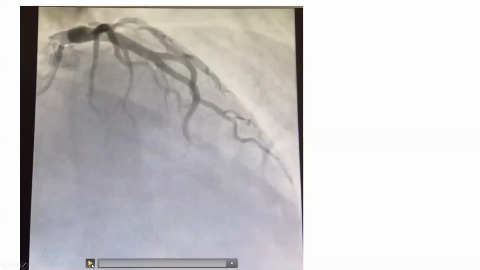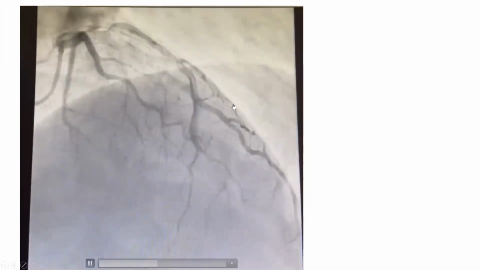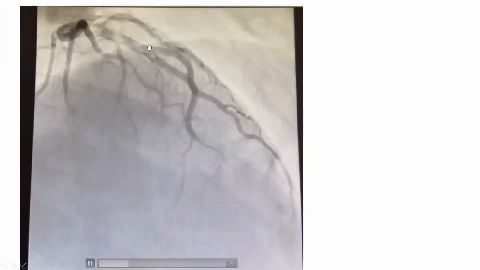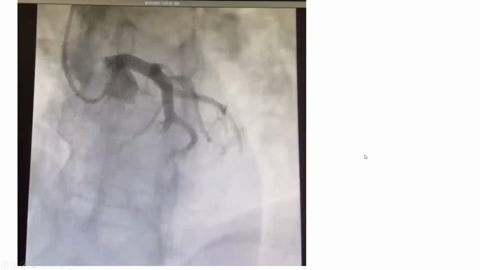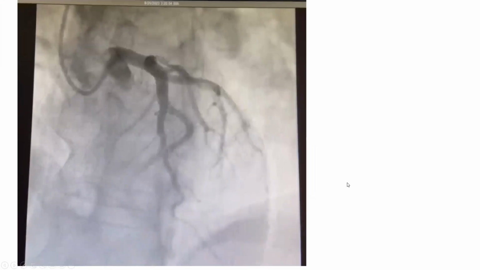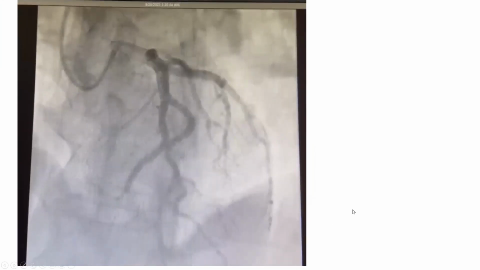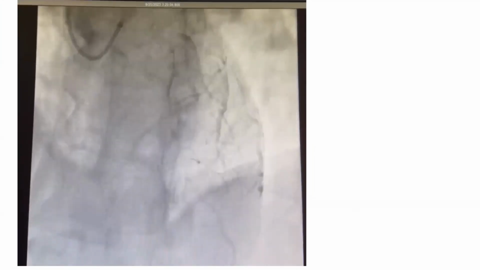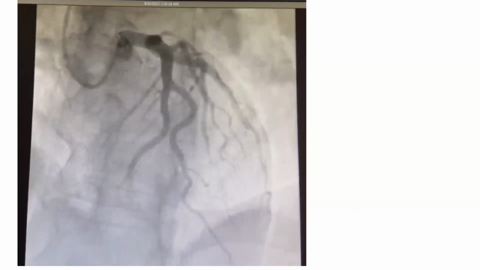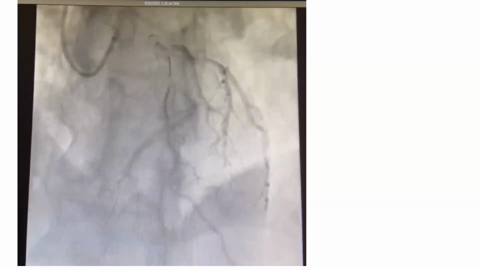They recognized it, and they took him to the cath lab. And this is what the angiogram shows. And this is another view. So what's the diagnosis here? What's the finding? Is there a problem in that LAD?